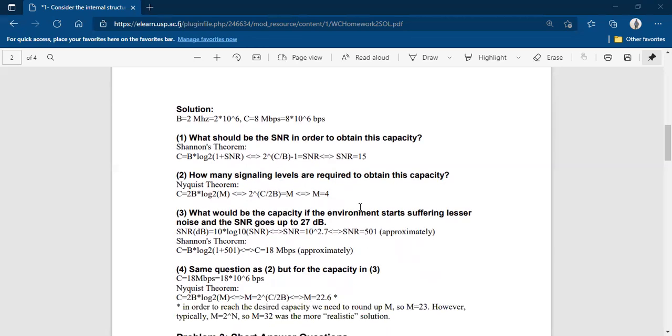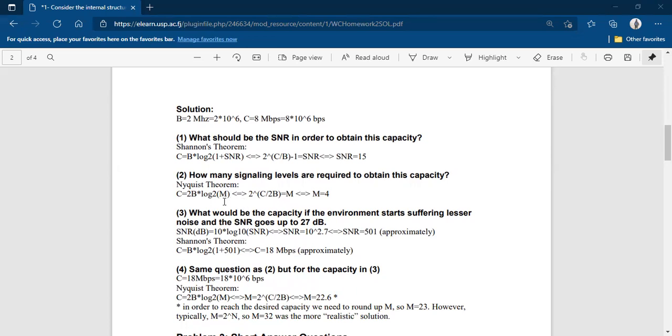How many signaling levels are required to obtain this capacity? This is where our Nyquist equation comes in. The Nyquist theorem basically states that the capacity is equal to 2 times the bandwidth times log of base 2 of M, where M is any value of base 2.